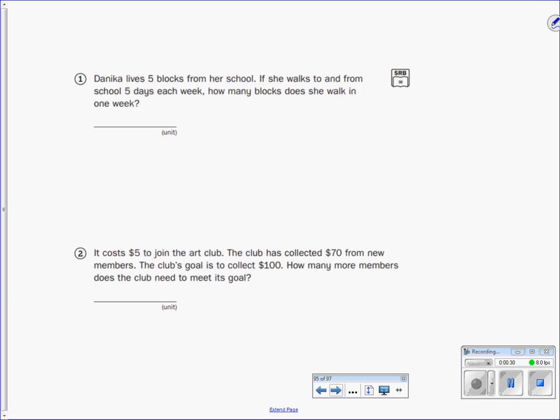Okay, so on number 1, it says Danica lives 5 blocks from her school. If she walks to and from school 5 days each week, how many blocks does she walk in 1 week? Okay, so let's go back. We know that she lives 5 blocks from school and that she walks to and from school 5 days each week. So just to get to school, she walks 5 blocks.